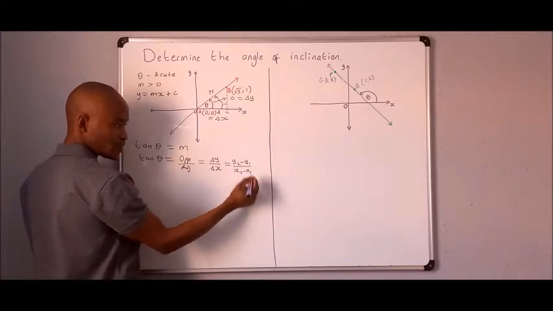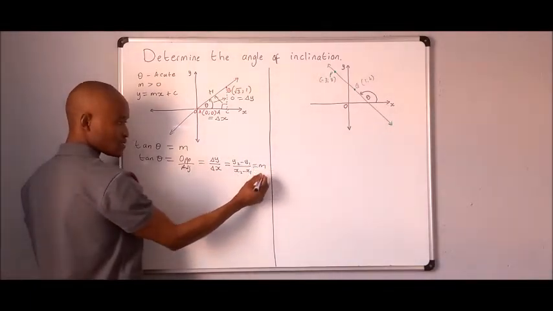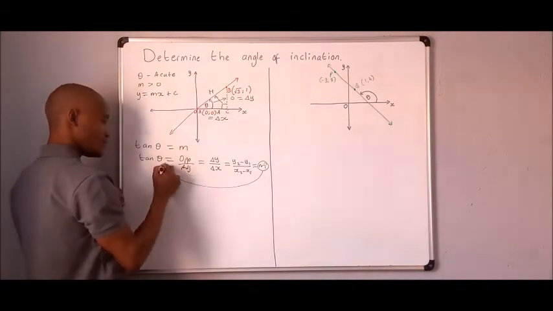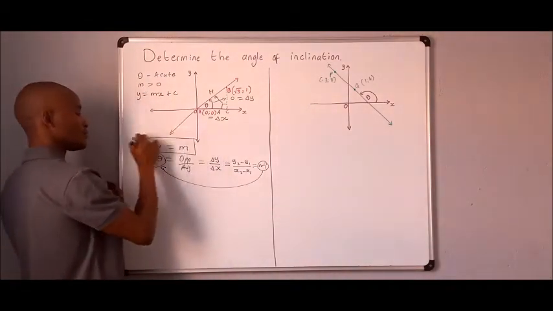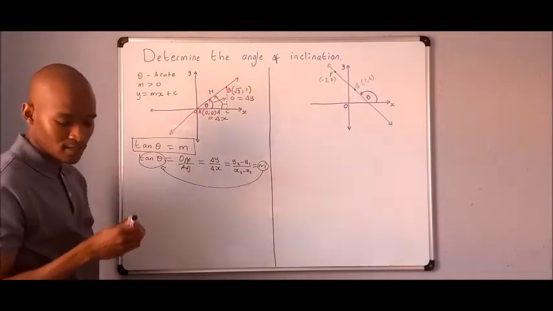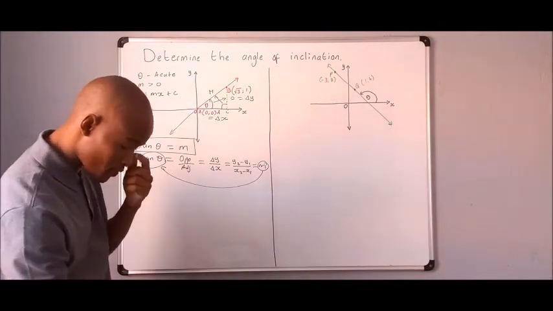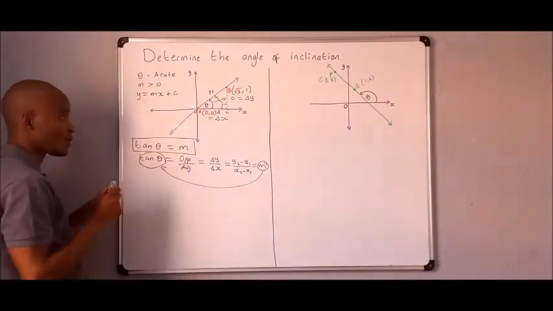And what does this ratio give us? It gives us m. And this is where the equation comes from. Okay, I believe that is straightforward and clear for you. Okay, now we're going to apply.